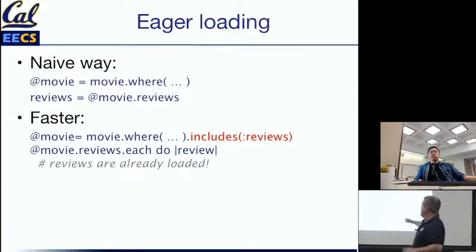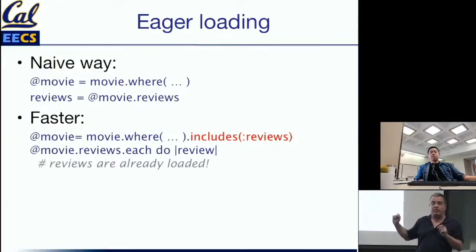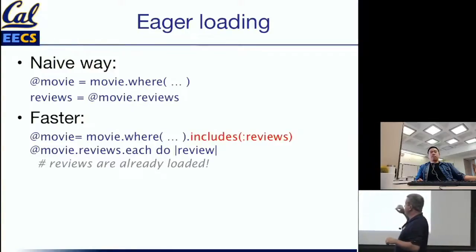Yeah, so the question is, can you have more than one includes, so that you're traversing multiple associations? Yeah, and you can actually do a lot more than that. If you look at the Active Record associations documentation, includes is just one example of a thing you can put here.